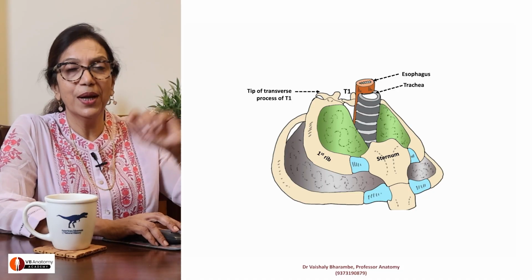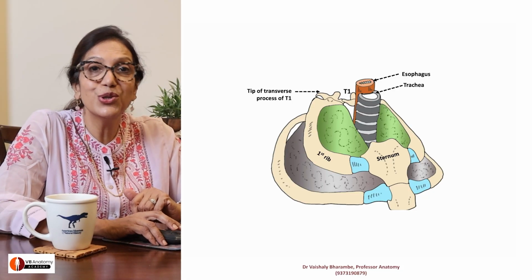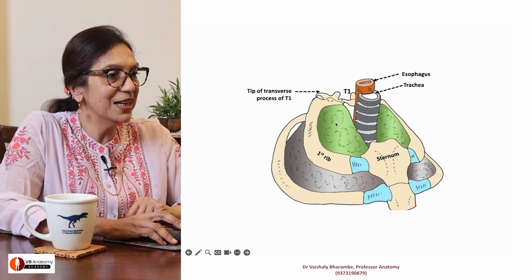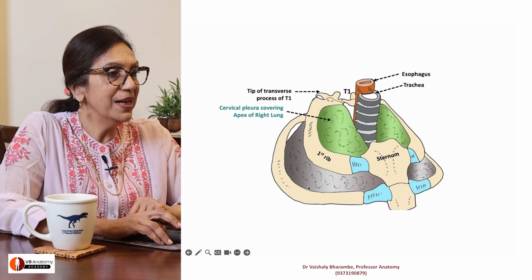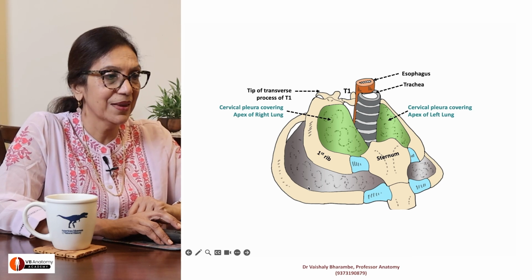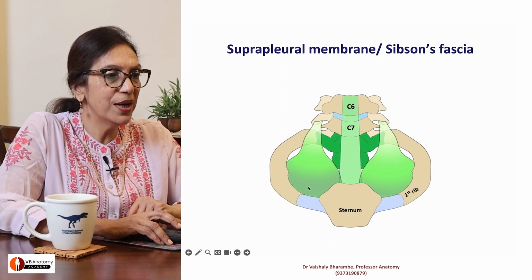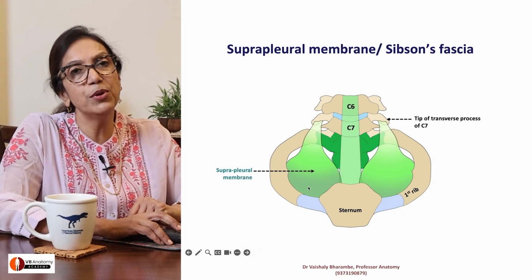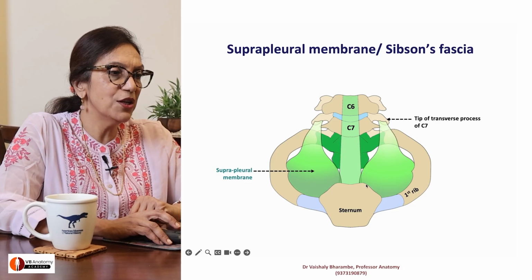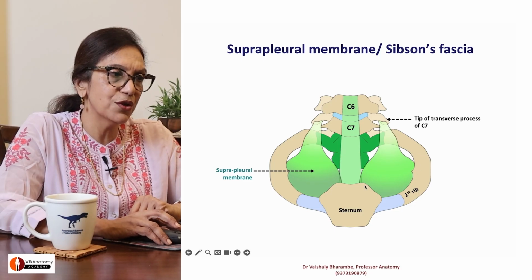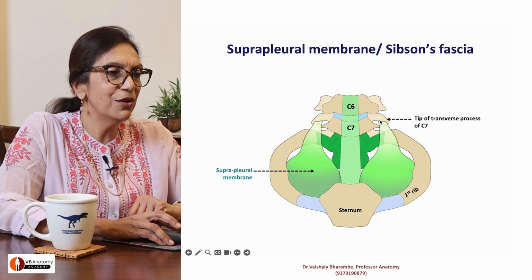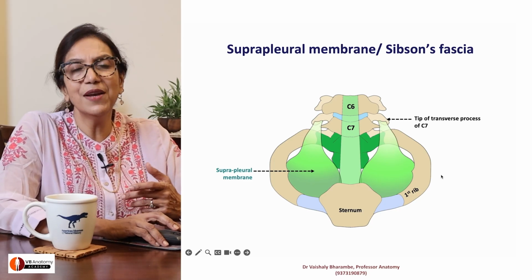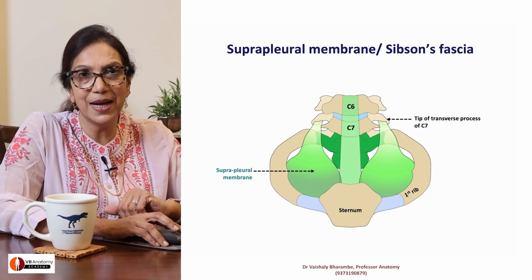Right. So take a look at beautiful images for you to enjoy the process of learning. This is the lung. It's rising here above the first rib, covered by cervical pleura. This cervical pleura is now covered by Sibson's fascia or suprapleural membrane. Okay, this fascia gets attached to the inner border of first rib, and the upper end of which is attached to the tip of transverse process. Maybe it's a way of protecting the apex of lung.